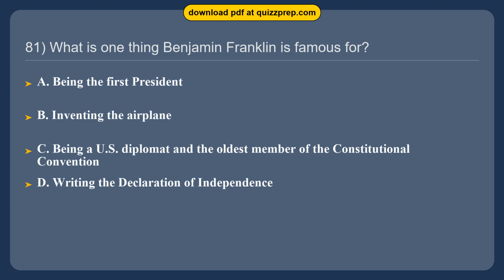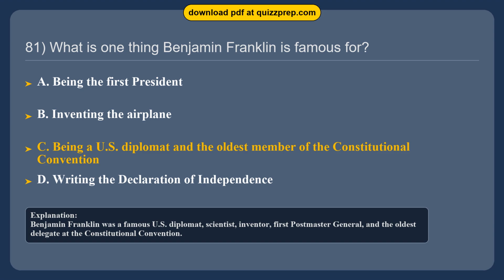Question 81. What is one thing Benjamin Franklin is famous for? Option A, being the first president. Option B, inventing the airplane. Option C, being a U.S. diplomat and the oldest member of the Constitutional Convention. Option D, writing the Declaration of Independence. The correct answer is option C, being a U.S. diplomat and the oldest member of the Constitutional Convention. Benjamin Franklin was a famous U.S. diplomat, scientist, inventor, first Postmaster General, and the oldest delegate at the Constitutional Convention.